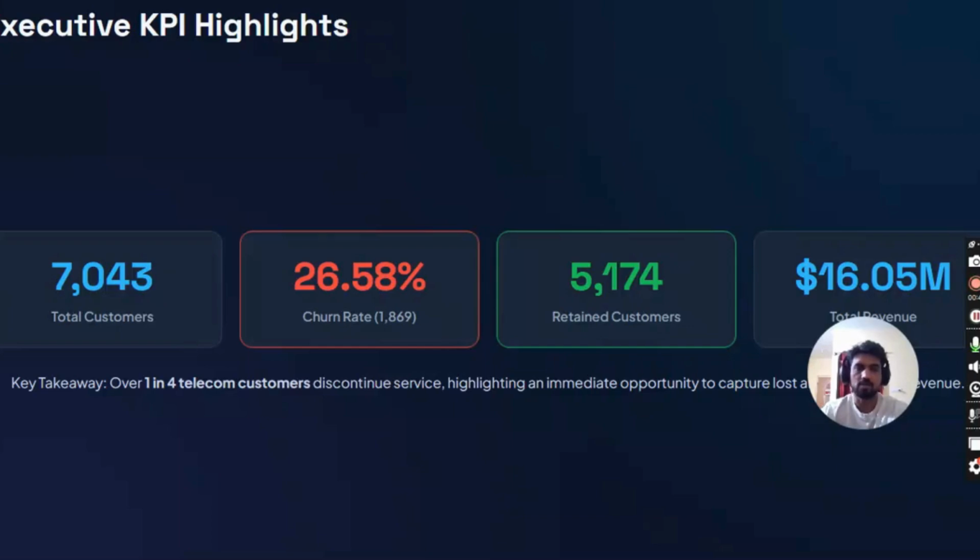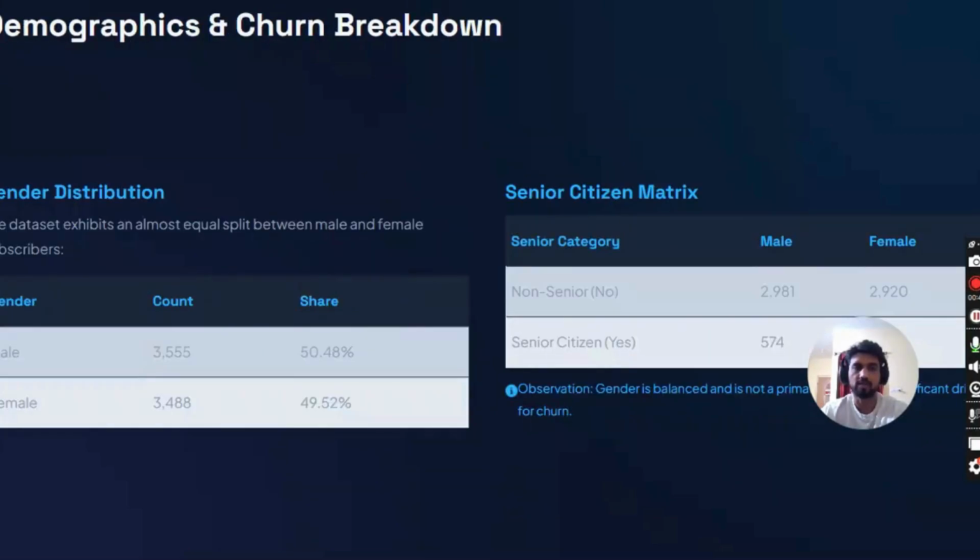Let's focus on the customer demography. This analysis shows that male and female customers are almost equally distributed, and most customers are non-senior citizens. Based on this analysis, gender alone does not appear to significantly influence customer churn.